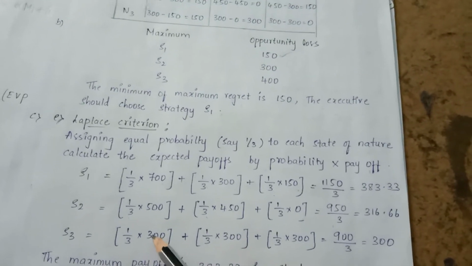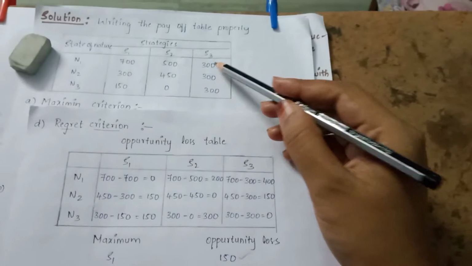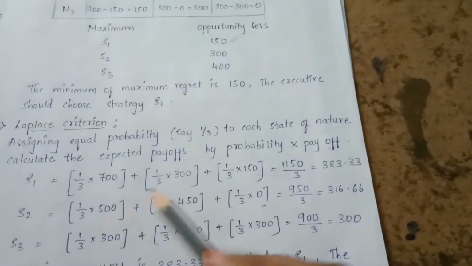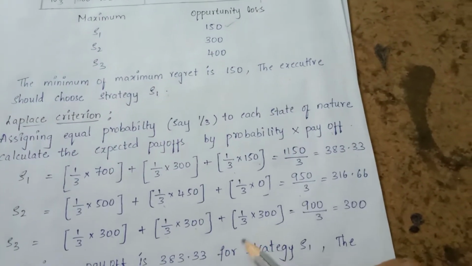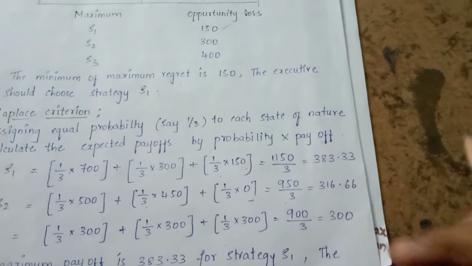You need to show the calculation clearly, students. Next, for S3, 300, 300 and 300. So 300 into 1 by 3, 300 into 1 by 3 and 300 into 1 by 3, that is 900 by 3, which is equal to 300.